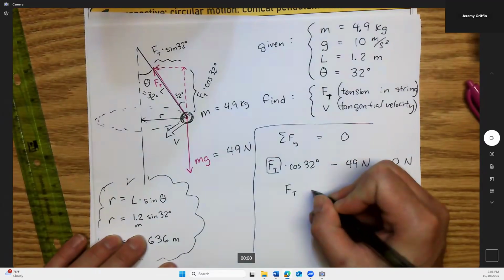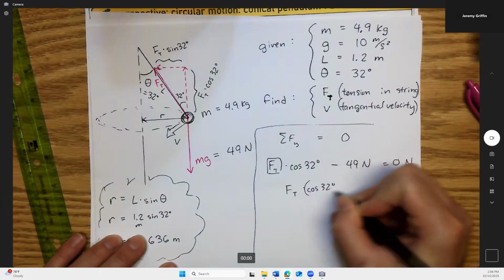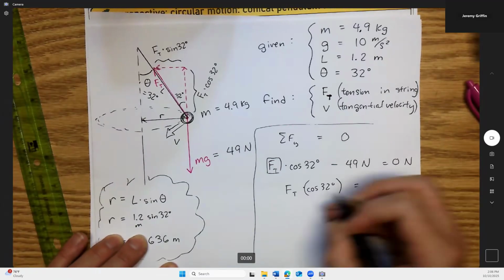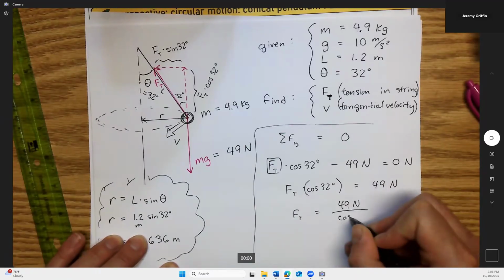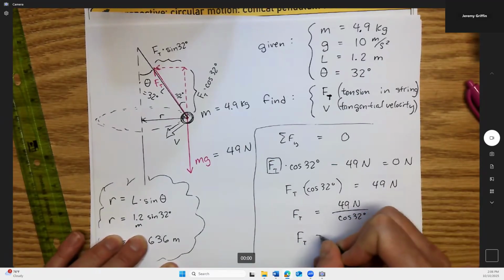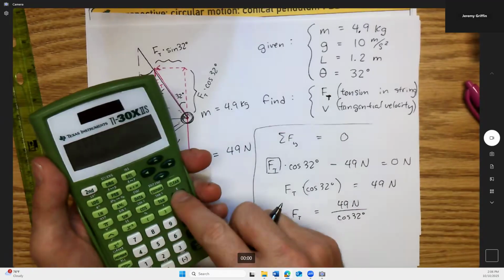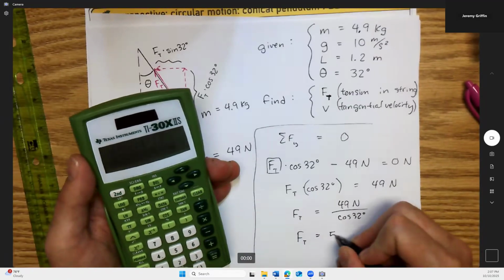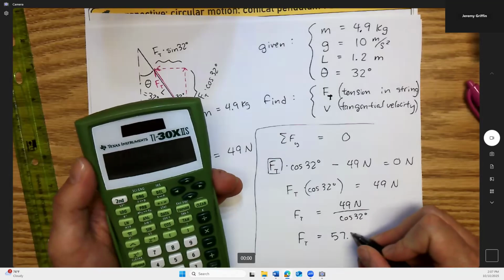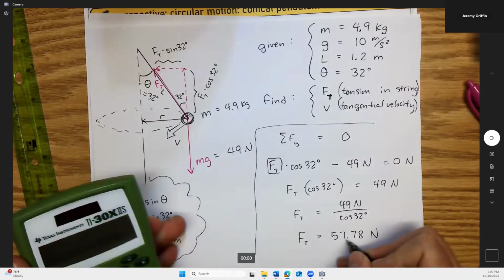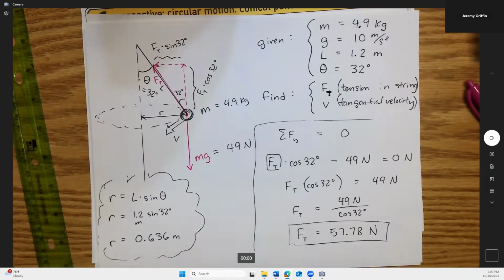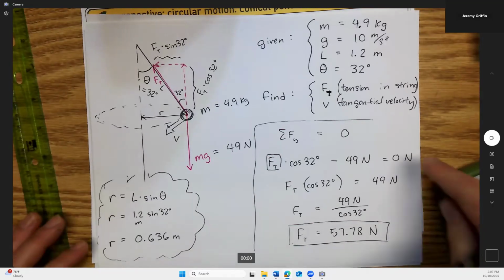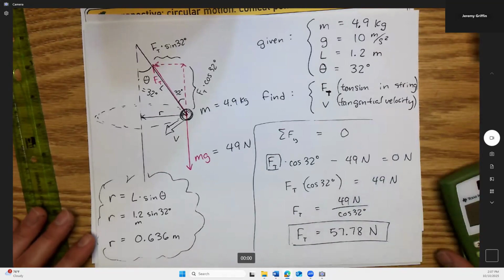Tension force times cosine 32 degrees equals 49 newtons. So tension force must be 49 newtons divided by cosine of 32 degrees. Let's get a number there. 49 divided by cosine 32 gives 57.78 newtons, right? Now that's a lot of precision, probably too much precision. The best I could probably say might be maybe 58 newtons, somewhere in there. But I'll keep all those digits because there's still one more follow-up question, which is what's the tangential velocity?